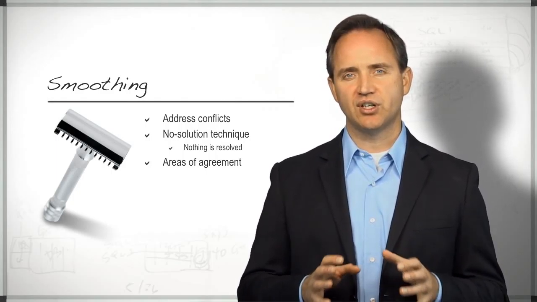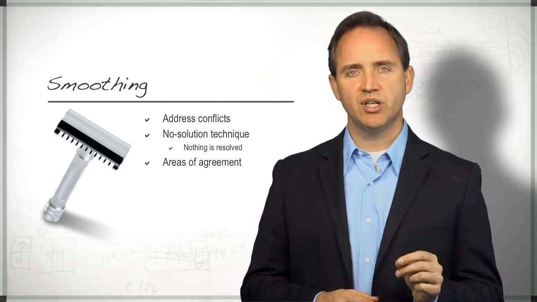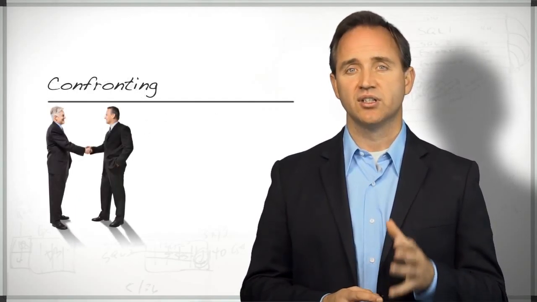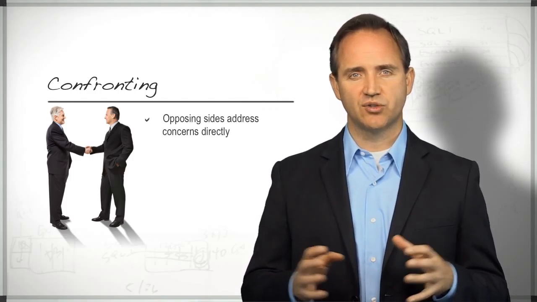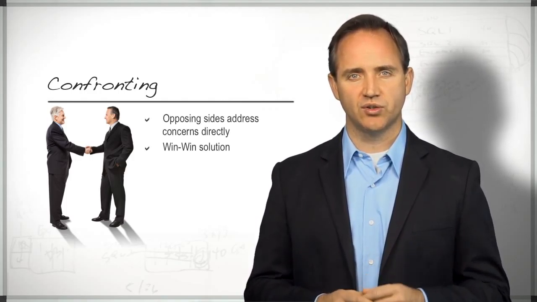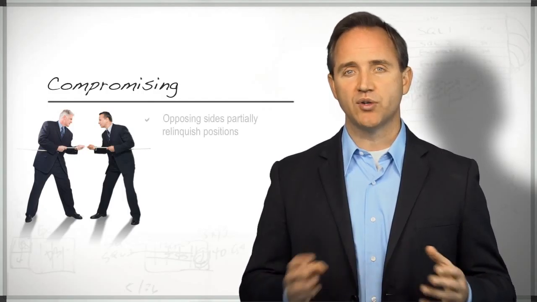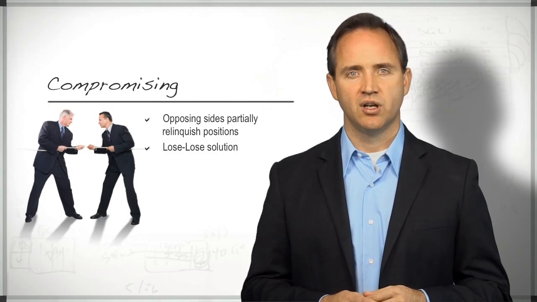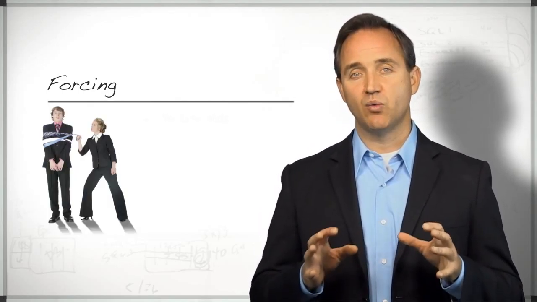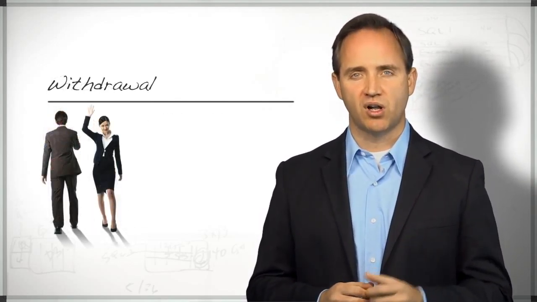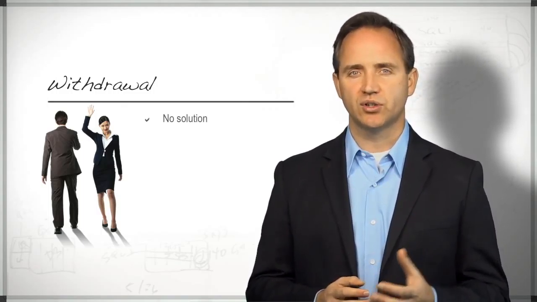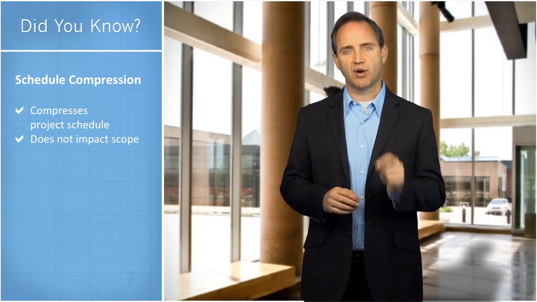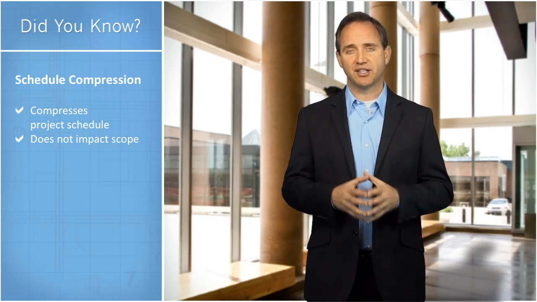When it comes to addressing conflicts within a project, smoothing is one technique available to the project manager. Other techniques, such as confronting, where opposing sides address concerns directly for a win-win solution, compromising, where opposing sides partially relinquish positions for a lose-lose solution, forcing, where there is a win-lose solution, withdrawal, similar to smoothing, where no solution is produced. Schedule compression permits the project manager to compress the project schedule without impacting scope.